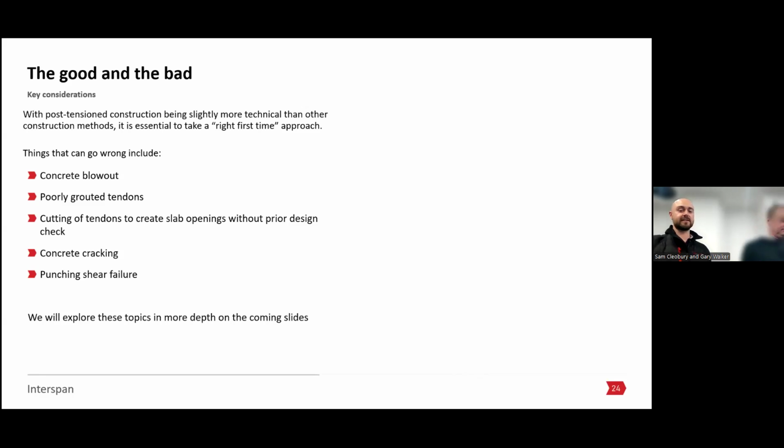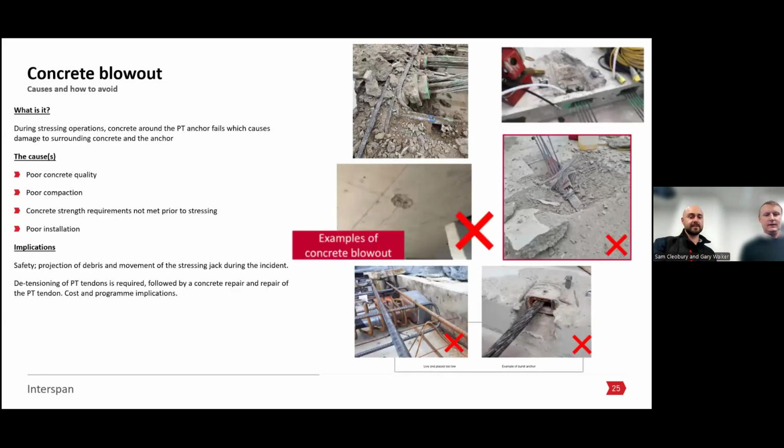Cutting of tendons. So if someone comes in to make an opening, they might want to put some services through the slab. They don't realise it's post tension, they core through the slab. That can be an issue. Issues with cracking due to various reasons, which we'll cover, and punching shear failure due to incorrect design and detailing. So a few pictures of blowout, they look pretty horrendous, and yeah, they can be a bit of a nightmare to fix, but they can be fixed.